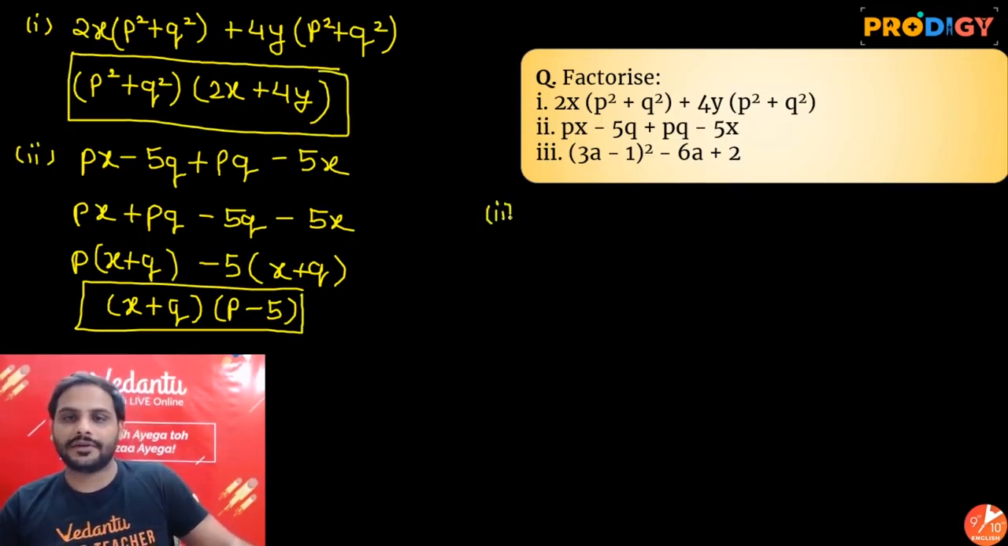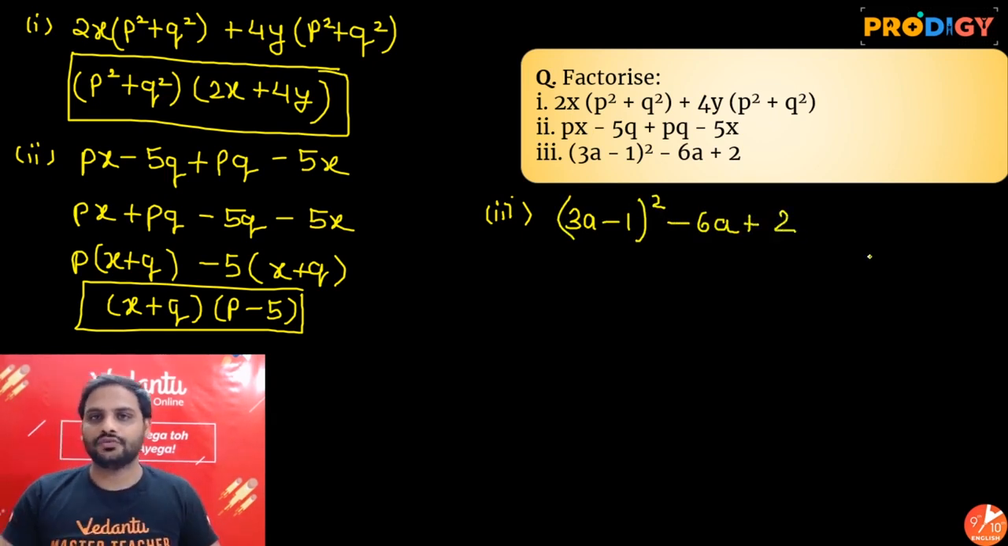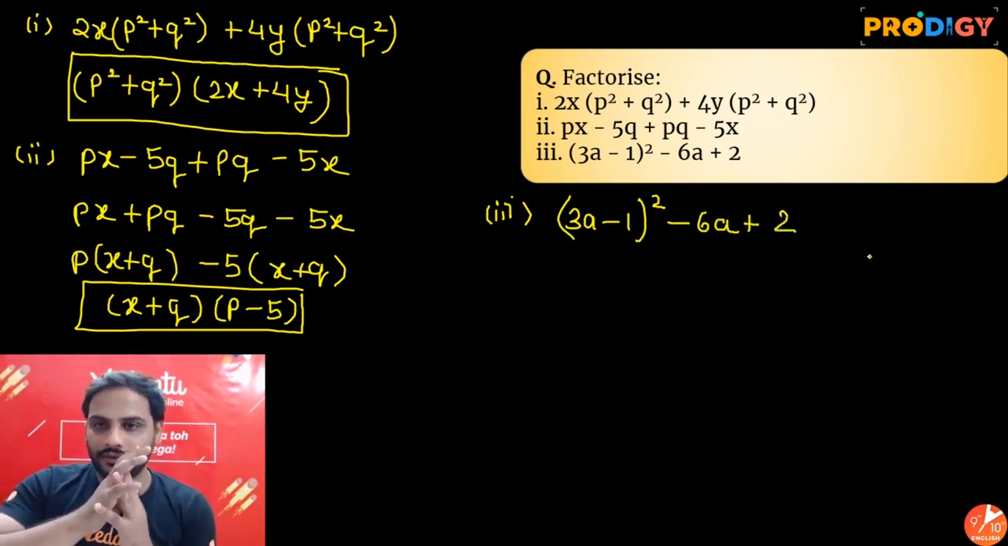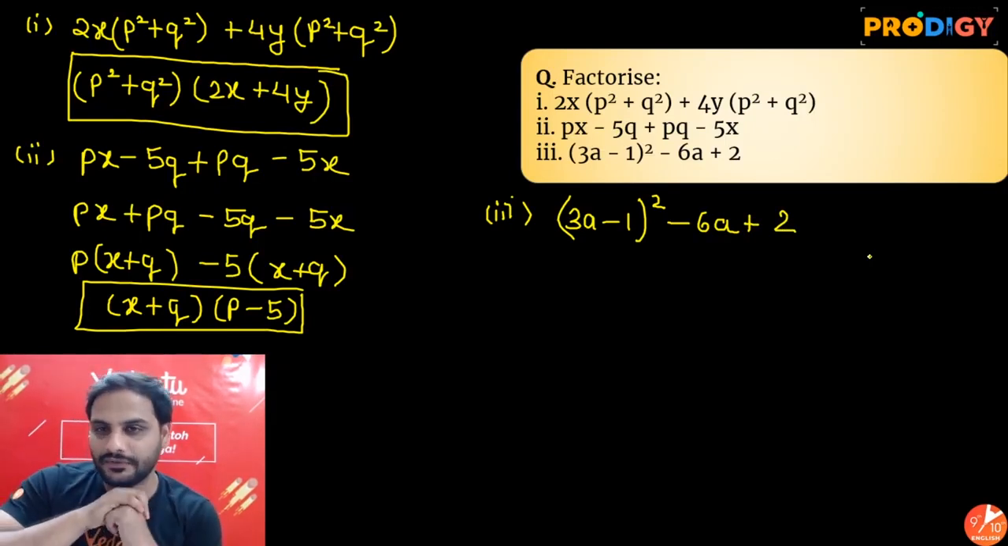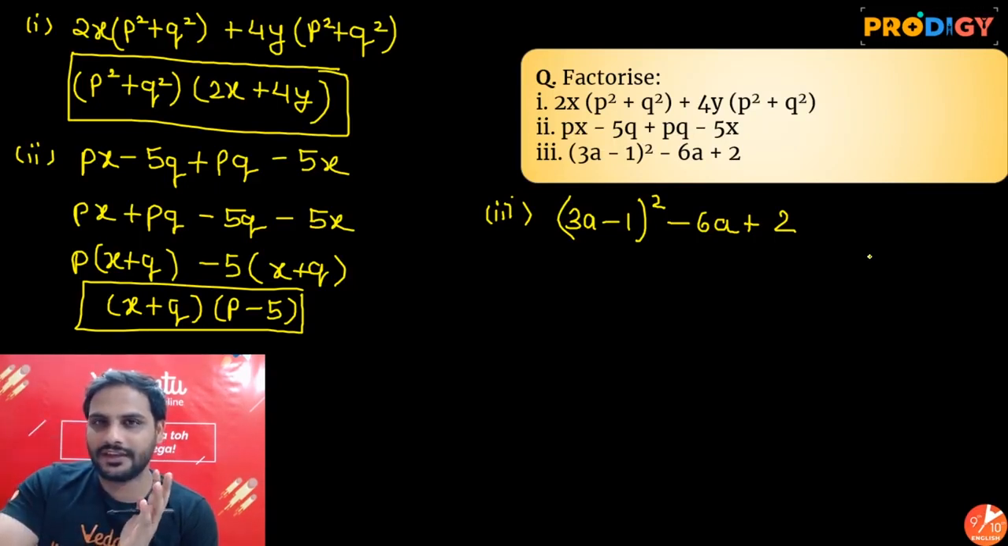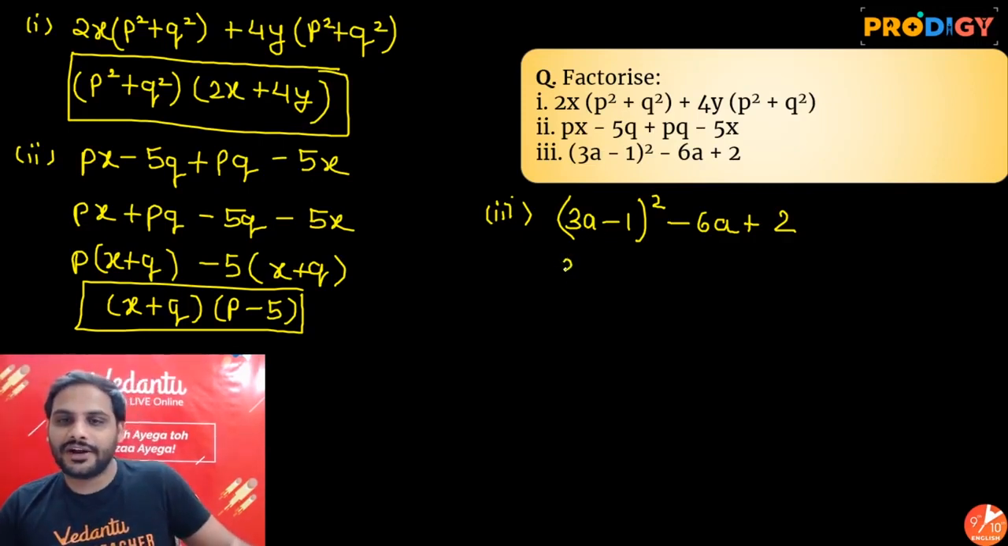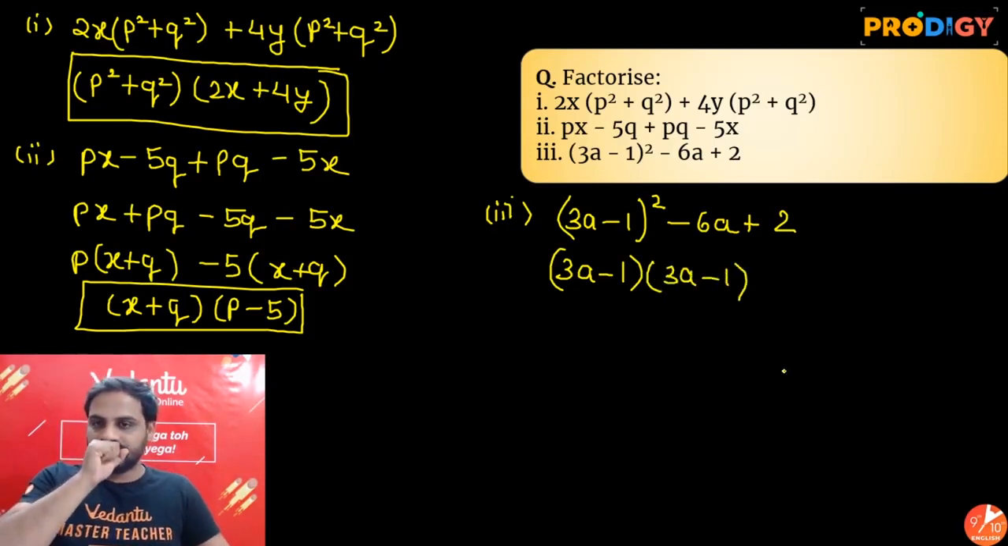Third one, very important. 3a minus 1 whole square minus 6a plus 2. At the first term I have 3a minus 1. Later I see minus 6a plus 2. I noticed that 6a is double of 3a, and 2 is double of 1. So I have 3a minus 1 whole square, which is nothing but 3a minus 1 into 3a minus 1.